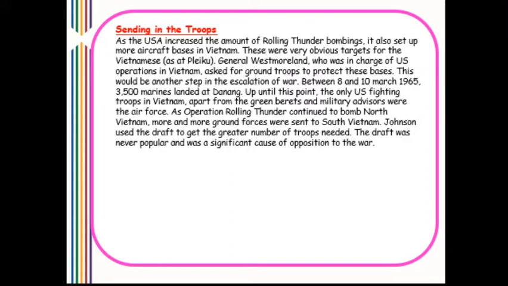Up until this point, the only US fighting troops in Vietnam, apart from the Green Berets and military advisors, were the Air Force. As Operation Rolling Thunder continued to bomb North Vietnam, more and more ground forces were sent to South Vietnam. Johnson used the draft to get the greater number of troops needed, so that was simply selecting people on a kind of lottery basis to go and join up in Vietnam. The draft was never popular and was actually a significant cause of opposition to the war. So forcing men of a certain age to go and fight in Vietnam was one of the things that started to spark the anti-war movement that I'll do a video on much later.